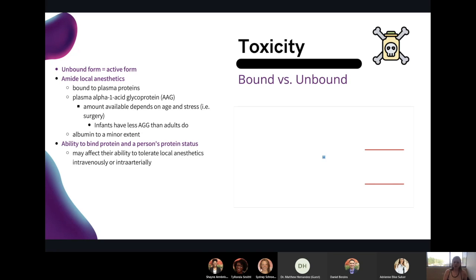Amide local anesthetics are bound to plasma proteins like alpha-1 acid glycoprotein, abbreviated AAG, and albumin to a minor extent. The amount of AAG available depends on age and stress, like surgeries, and so infants have less AAG than adults do. The ability of local anesthetics to bind protein and the person's protein status may affect their ability to tolerate local anesthetics intravenously or intraarterially.